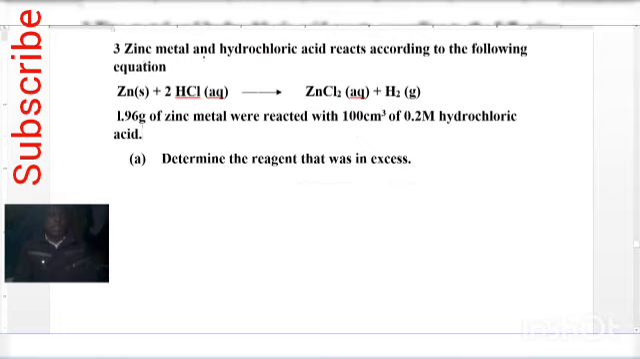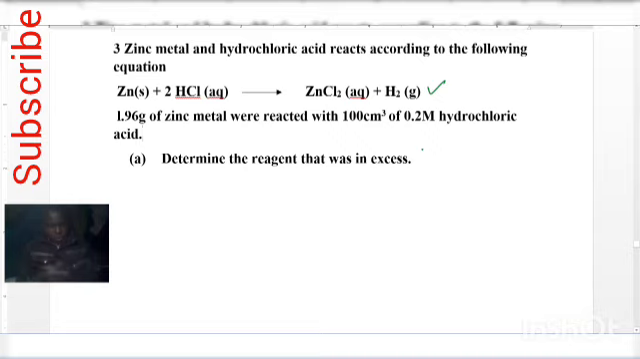Zinc metal and hydrochloric acid react according to the following equation, and this is the equation, a well-balanced equation. 1.96 grams of zinc metal were reacted with 100 centimeters cube of 0.2 molar hydrochloric acid. Determine the reagent that was in excess.